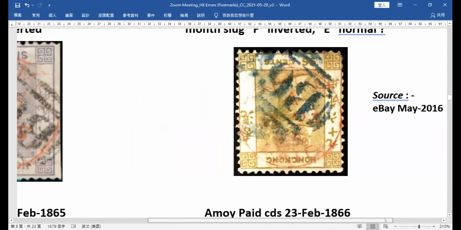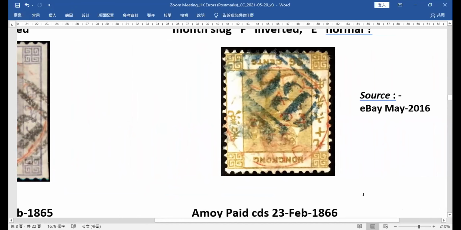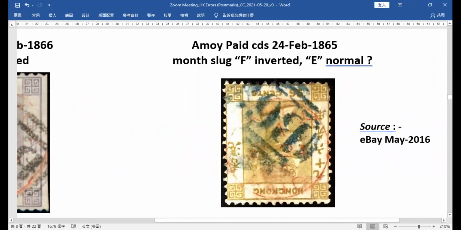The second one I show here is Amoy Paid, also CDS, 23rd of February, 1866. Oh, sorry, February 24th, 1865. F inverted. You can see there's a bottom F. The E looks to be normal. The source comes from eBay in May 2016. That is the picture I kept.